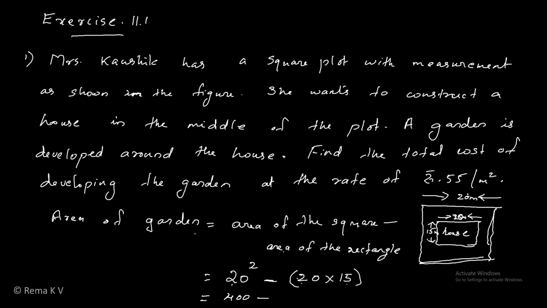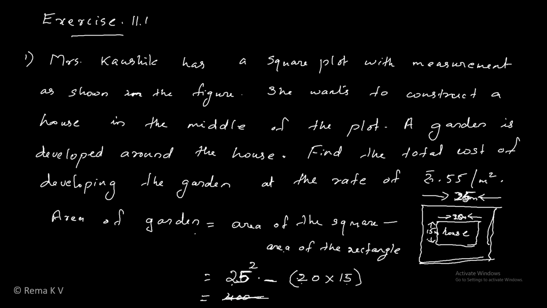See, a small change is here. This is 25. The side of the square plot is 25 meter. Please make this change. It is 25 square. So we have to change this. Sorry for this. The side of the square plot is given as 25.